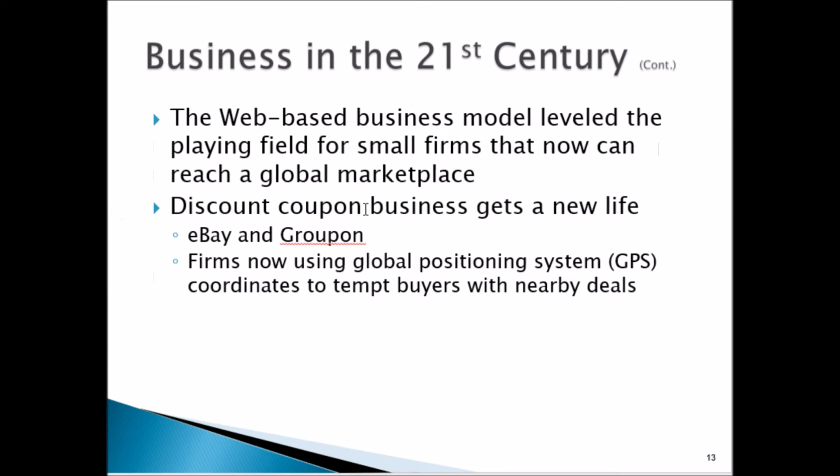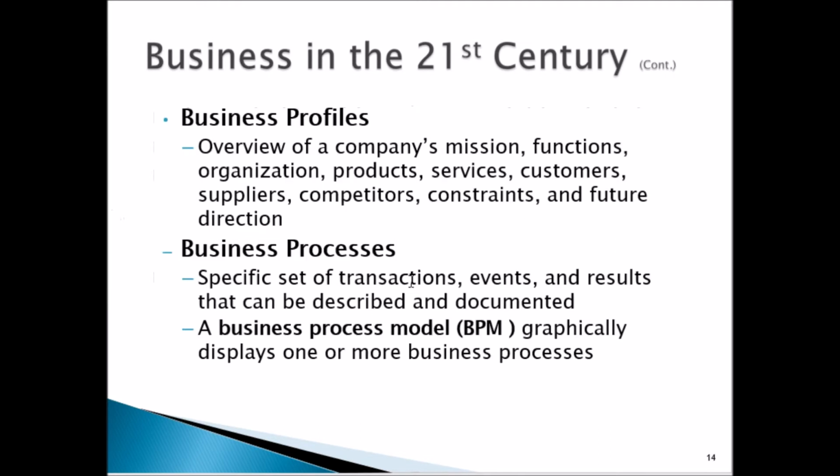Discount coupon businesses get new life. eBay and Groupon, Amazon. Firms are now using global positioning system or GPS coordinates to tempt buyers with nearby deals, and I'm sure Amazon does that. My products get there way too quickly.